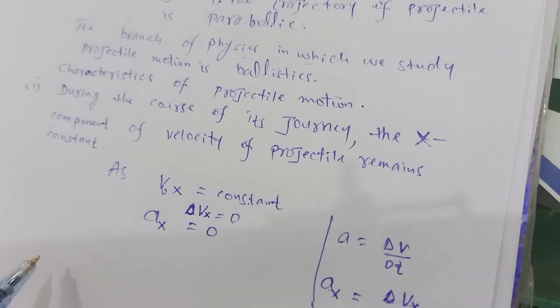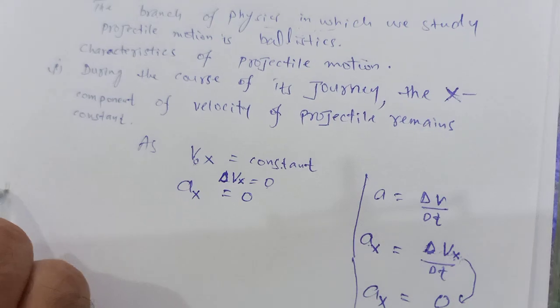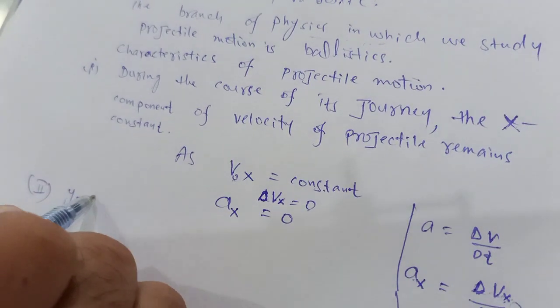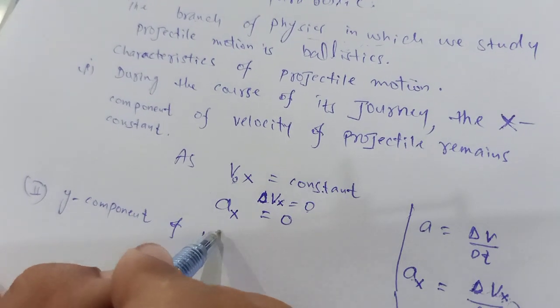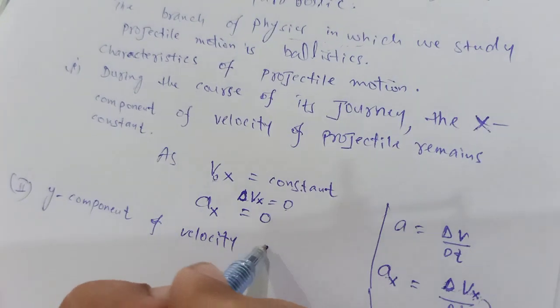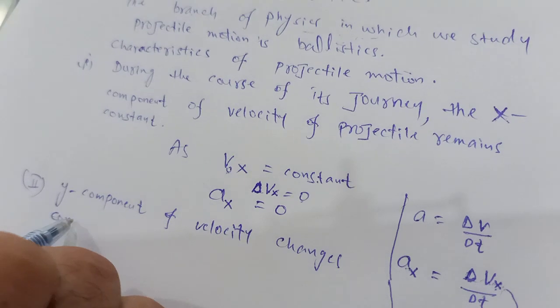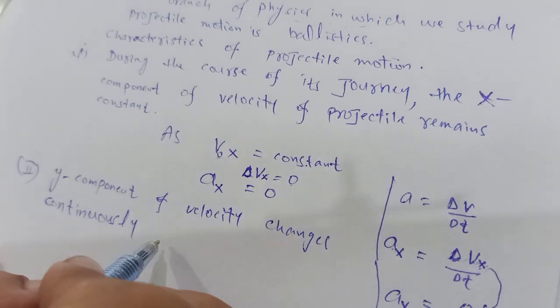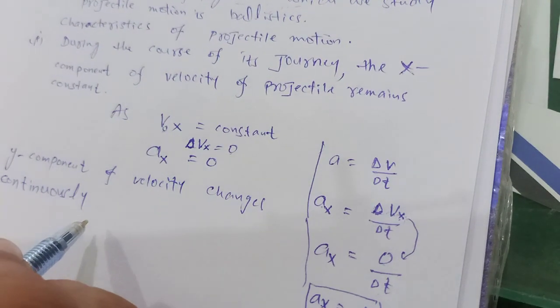So the x component of velocity remains constant and the x component of acceleration is zero. However, as far as the y component is concerned, remember, the y component of velocity changes continuously. So as the velocity is changing along the y axis, there must be acceleration.